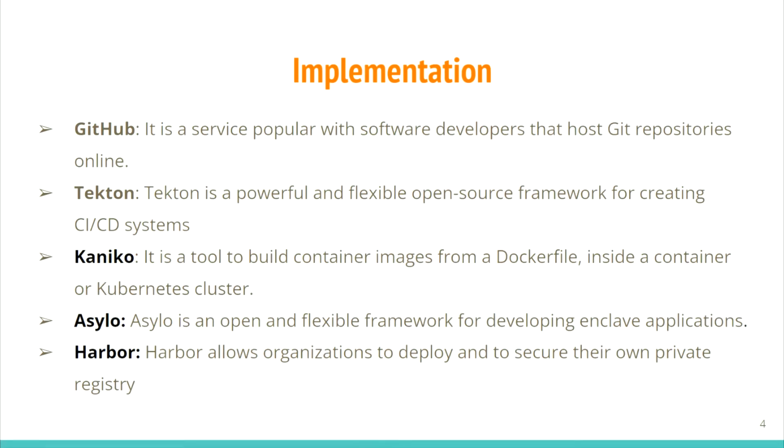In the implementation, they use a variety of open source software and commercial cloud services to implement the pipeline. Firstly, they use GitHub. GitHub is a service popular with software developers that exposes a way to centrally host Git repositories online. An access token allows a system to authenticate and be authorized to perform repository actions.